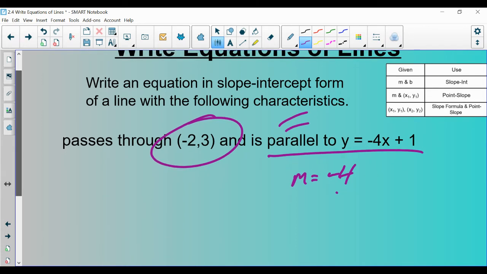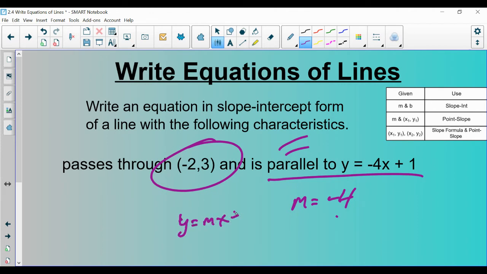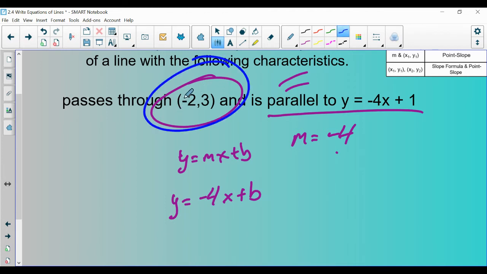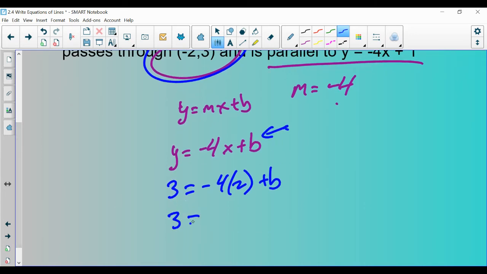I'm actually going to show you a different way to write it in slope-intercept form, and I don't care which one of these ways you do this. We know slope-intercept form is y equals mx plus b. So what you can do is plug negative 4 in for m. Our answer is going to look just like this, except for b is going to be filled in with whatever the y-intercept is. So we're going to use our point to plug that in for x and that in for y to solve for b. Once we know what b is, it's just going to be plugged back in. So the y value is 3. And this is a pretty simple algebra question to solve for b. 3 equals negative 8 plus b. Add 8 on both sides, b is 11. So we get negative 4x plus 11.